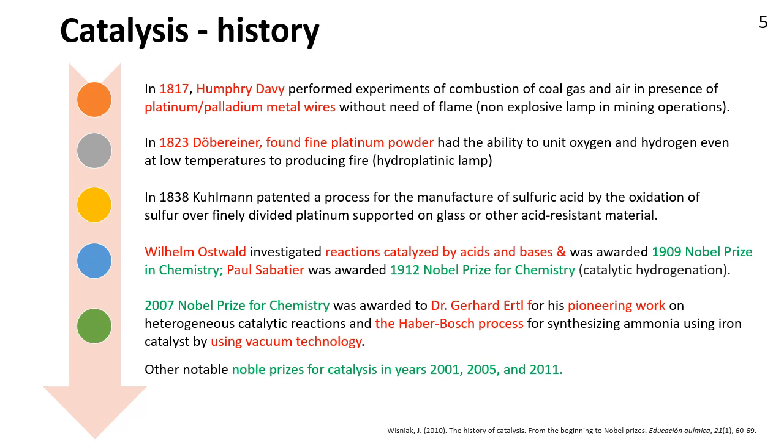Then important work for which Wilhelm Ostwald was awarded the 1909 Nobel Prize in Chemistry was where he investigated reactions that are catalyzed by acid and base. Paul Sabatier was another important scientist who was awarded the 1912 Nobel Prize for Chemistry for catalytic hydrogenation reactions. Dr. Gerhard Ertl also received the 2007 Nobel Prize for Chemistry for his pioneering work on heterogeneous catalytic reactions, and he refined the Haber-Bosch process for synthesizing ammonia using iron, and he innovated it using vacuum technology. Other notable prizes for catalysis were in the years 2001, 2005, and 2011.